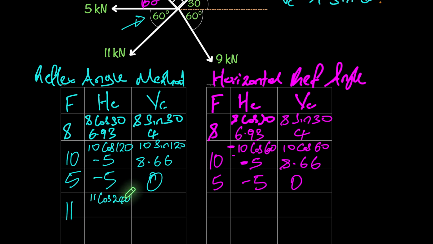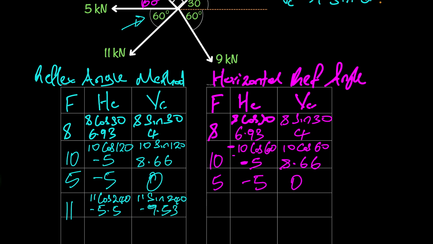And when we put that in the calculator, because this force is going to the left, we expect that this will be a negative answer, which it is. We get this as negative 5.5. And we do the same thing now. We just put 11 sin 240. And of course, a negative answer we expect here because it's going downward. So this would just be negative 9.53.